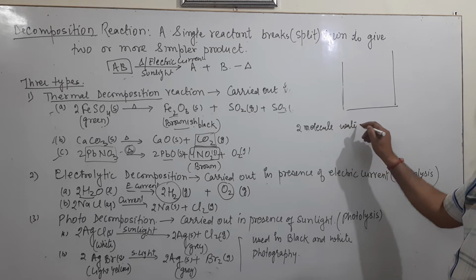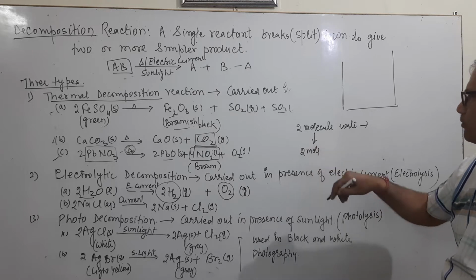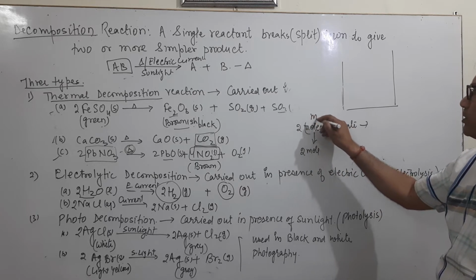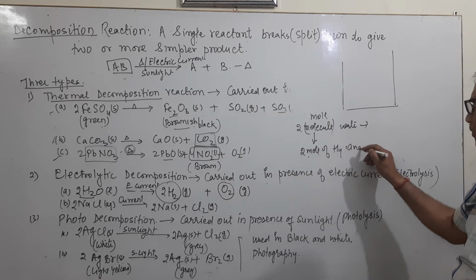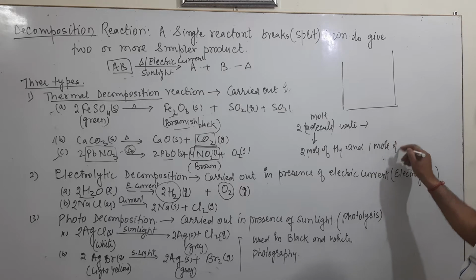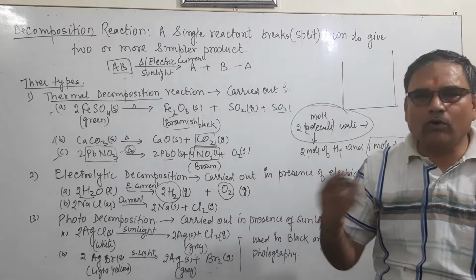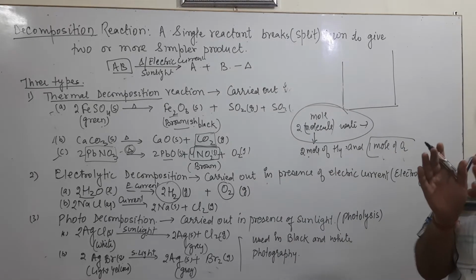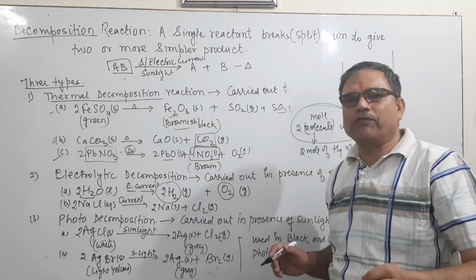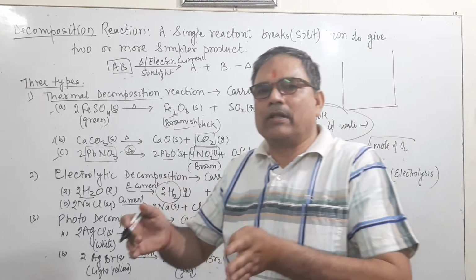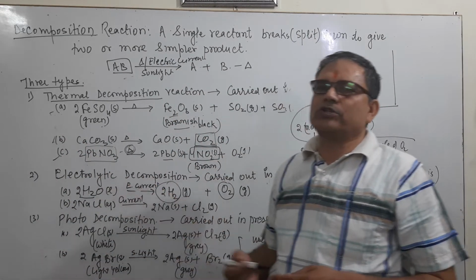water split, break down, जब ये break होता है it gives two molecules or two moles of hydrogen gas and 1 mole of oxygen gas. जब 2 mole of water split होगा, splitting of 2 moles of water, it gives 2 moles of hydrogen and 1 mole of oxygen. Therefore, hydrogen is collected double that of oxygen during the process of electrolytic decomposition.